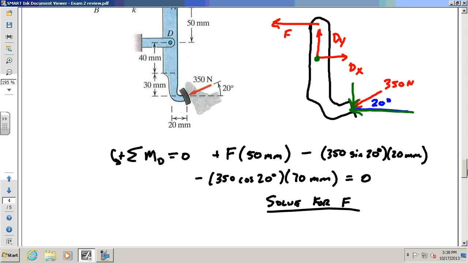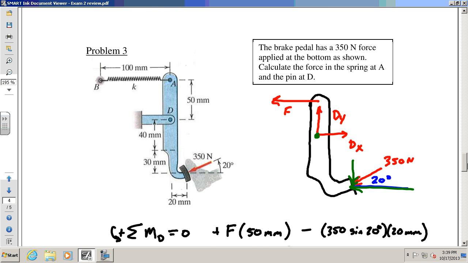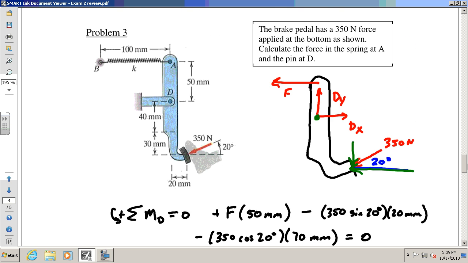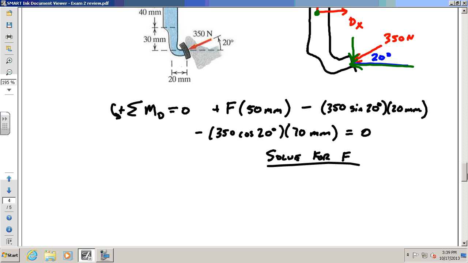Oftentimes, a good moment equation can get you the solution you need. Now, of course, in this problem, it doesn't just ask you for the force at the spring, which is F. It also asks for the forces at the pin at D. So in order to get those forces, you're going to have to write some forces in the x equals 0 and some forces in the y equals 0. And I'll write that out for you just for completeness.